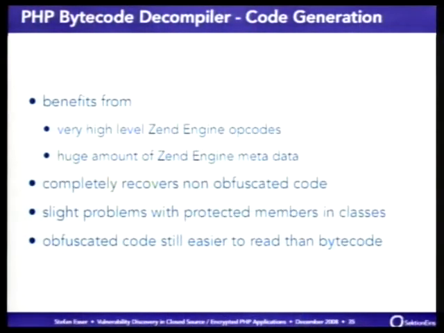The thing with PHP bytecode decompilation is that it benefits very much from the fact that the Zend Engine has very high-level opcodes, and there's a huge amount of Zend Engine metadata that also needs to be present within the encrypted bytecode, so you can restore a lot of things. Decompilation usually completely recovers unobfuscated code, and there are just small problems with protected members and classes. When you have a child class, you will sometimes end up with the same function in two classes when actually the function was inherited. But sometimes it's not possible to detect that it was inherited. Yeah, and obfuscated code is still easier to read than bytecode.